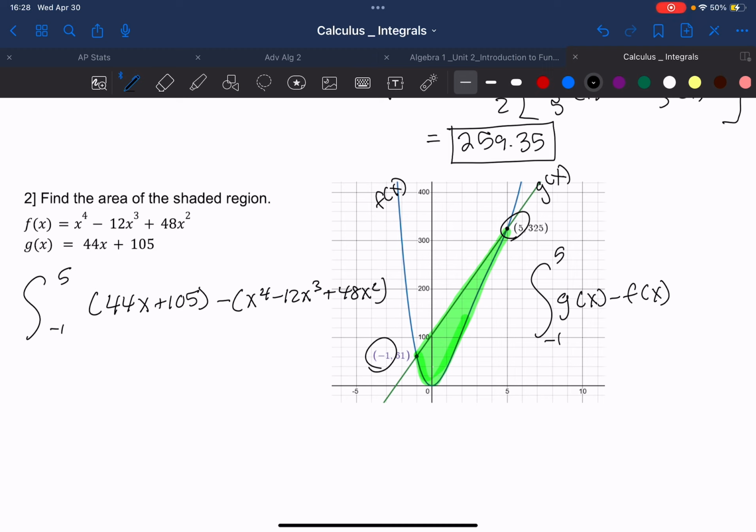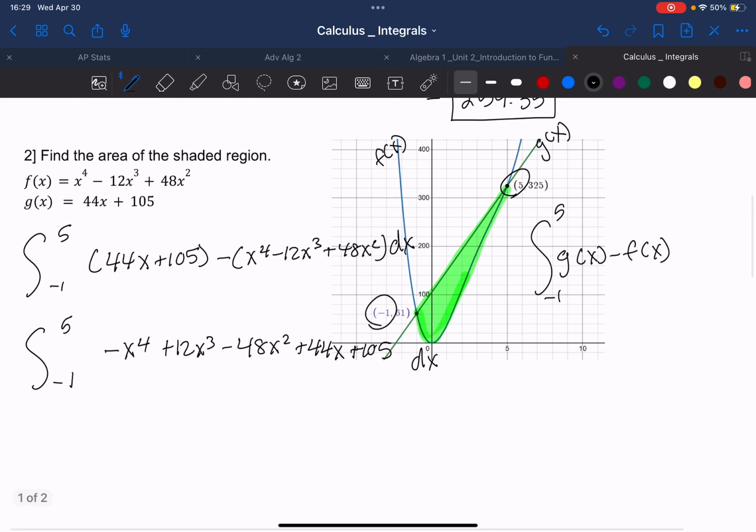And then I'm going to simplify this, and I get the integral from -1 to 5 of negative x to the 4th plus 12x cubed minus 48x squared plus 44x plus 105. Okay, and of course, dx at the end. And all I did from that first step to the second step is just combine like terms.